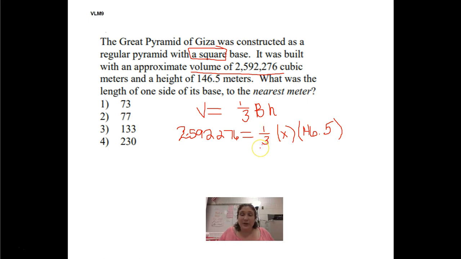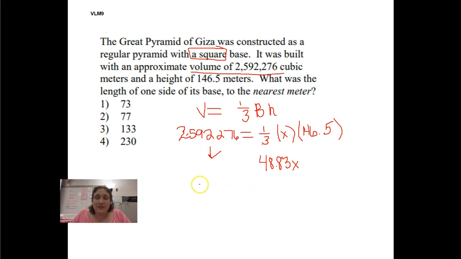Because this is 1/3, usually what you would do is multiply both sides by 3 to get rid of the 1/3. I say just simplify it. Type in 146.5 divided by 3, and that's going to give us 48.83. And then we have our x. I'm not going to write all this again, but that would also go there. So now all we're going to do is take 2,592,276 and divide it by 48.83 so that we can isolate the variable and get x all by itself.